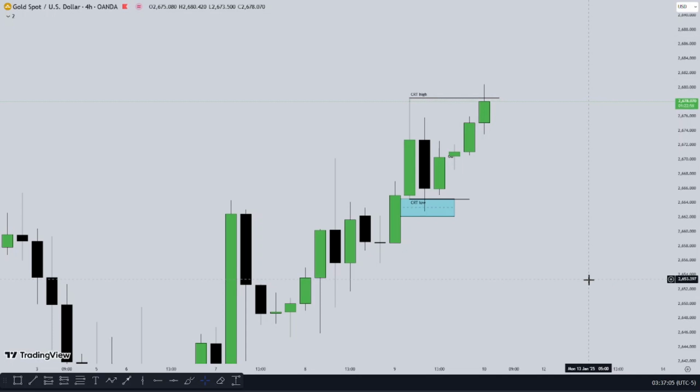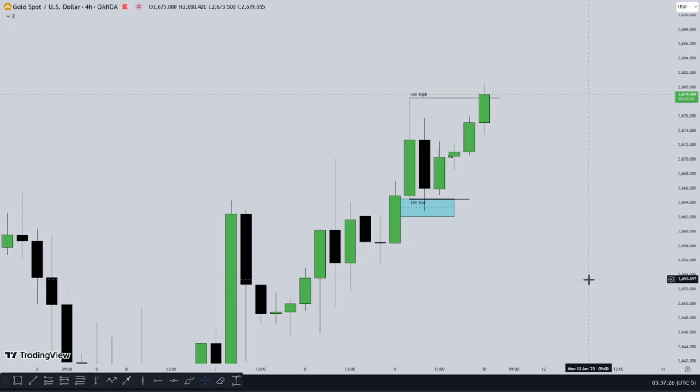Now, the CRT we used in this gold trade was identified from the 4-hour time frame. When it comes to CRT, you can use any higher time frame candle to identify a CRT and take advantage of the CRT from lower time frame. It's just understanding that every candle is a power of 3. You are anticipating a power of 3 in every candle.